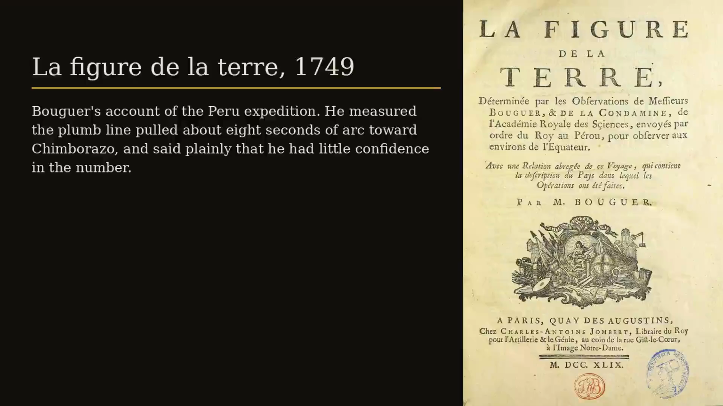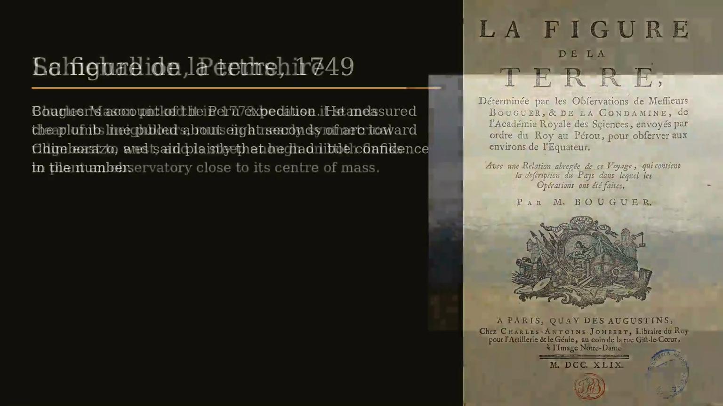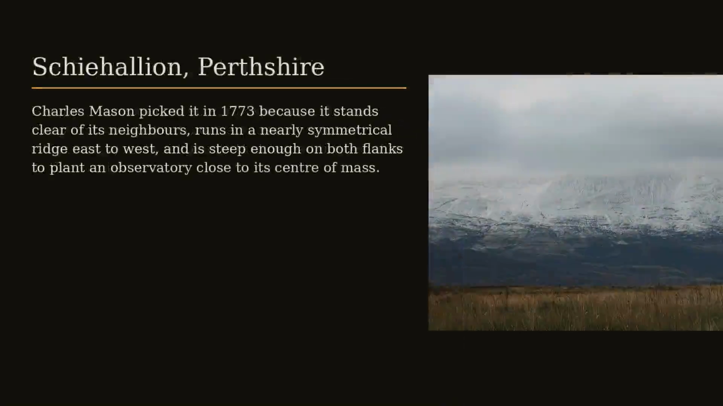34 years later, Neville Maskelyne, the astronomer royal, put exactly that to the Royal Society, arguing that it would do honor to the nation where it was made. A committee funded it out of money left over from the transit of Venus expedition, and sent the surveyor Charles Mason to find a suitable hill. Mason settled on Schiehallion, a mountain in Perthshire that is isolated from its neighbors, runs in a nearly symmetrical ridge east to west, and is steep enough on both flanks that an observatory could be planted close to its center of mass. The job of running the experiment then passed to Maskelyne himself.